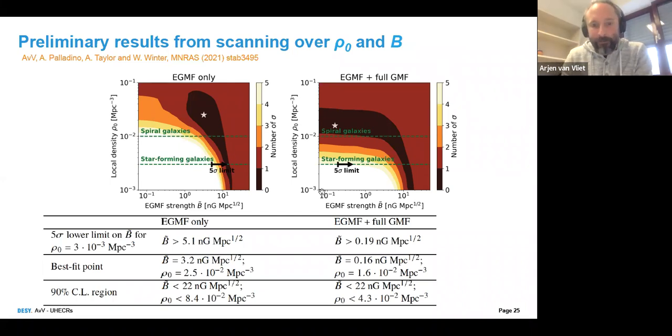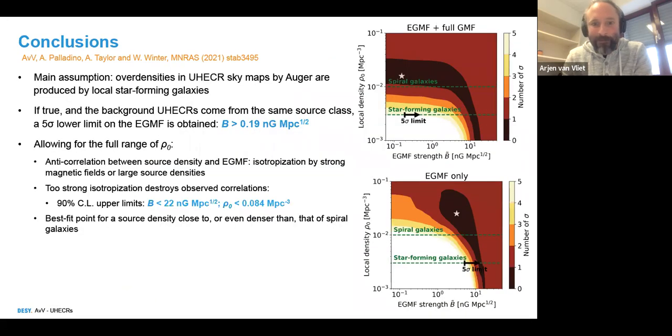And so what you get from these cases is that if we have a local density of star-forming galaxies, you need relatively strong extragalactic magnetic fields to agree with the measurements of Auger. Or you can go to rather large local source densities, but then you get to source densities of spiral galaxies, which are quite hard to explain. So let me wrap up a bit.